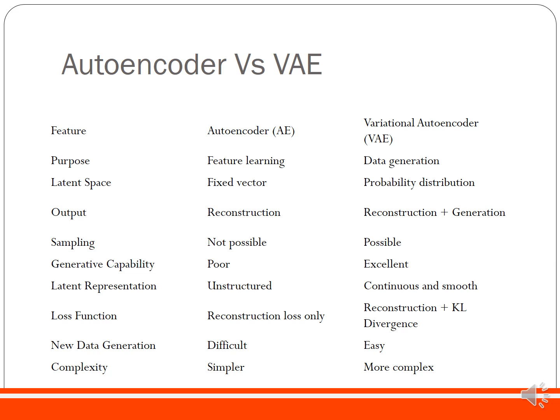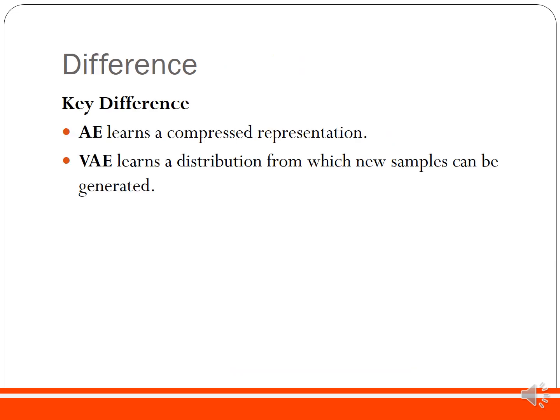An autoencoder focuses only on feature learning and reconstruction. A VAE focuses on both reconstruction and data generation. Autoencoders use fixed latent vectors, whereas VAEs learn probability distributions. Autoencoders cannot generate new data efficiently, but VAEs can generate realistic new samples. Although VAEs are more computationally complex, they are much more powerful for generative AI applications.